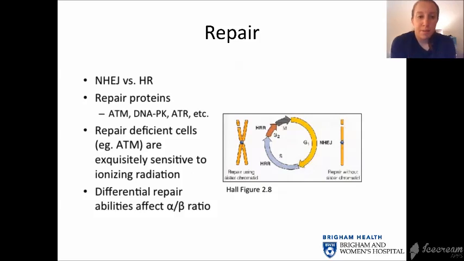So there are a few repair mechanisms that take effect for both the tumor and the normal tissue. So you want to repair. There are repair proteins, and there are different types. You want to repair deficient cells that are exquisitely sensitive to ionizing radiation, and the differential repair abilities will affect the alpha beta ratio. There are different repair mechanisms at different cycles here, as you can see.